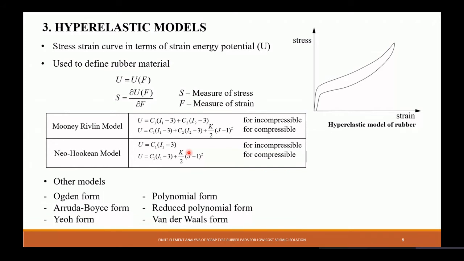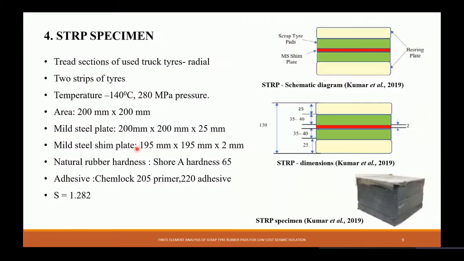Okay, so two of the very famous models that are there are the Mooney-Rivlin model and the Neo-Hookean model. Now, these models utilize a smaller number of parameters. There are much more detailed models as well, but we are not going to look into that. So for this, these types of models can be utilized.